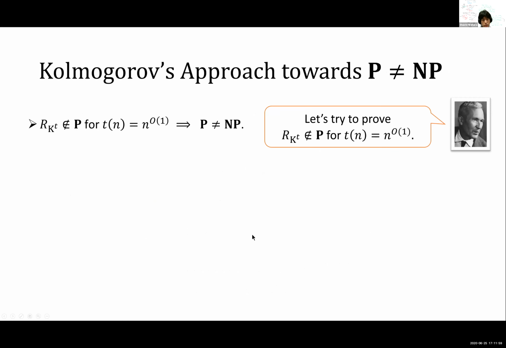With this notation in mind, we can state Kolmogorov's approach towards P versus NP as follows. Let's take a polynomial time bound T, and let's try to prove the set of Kolmogorov random strings can't be accepted in polynomial time. Then we can immediately show that P is different from NP, because the set of Kolmogorov random strings is in NP if it is a polynomial time bound.